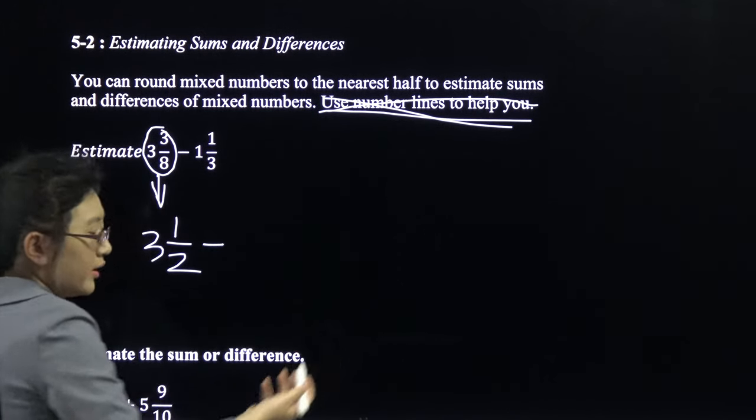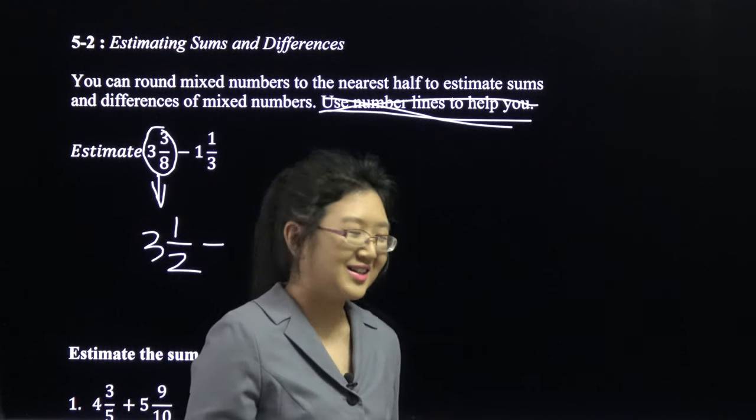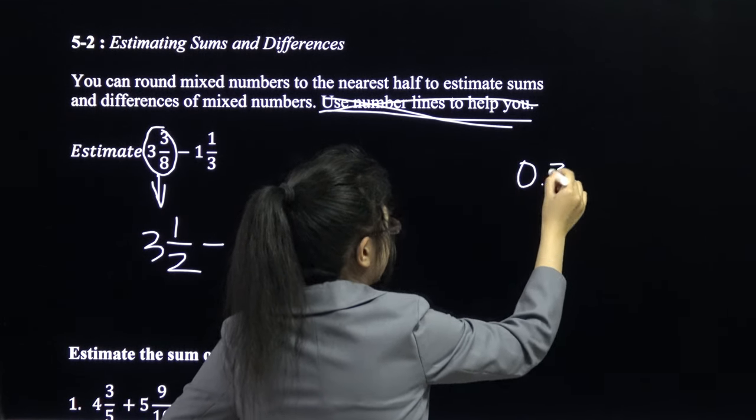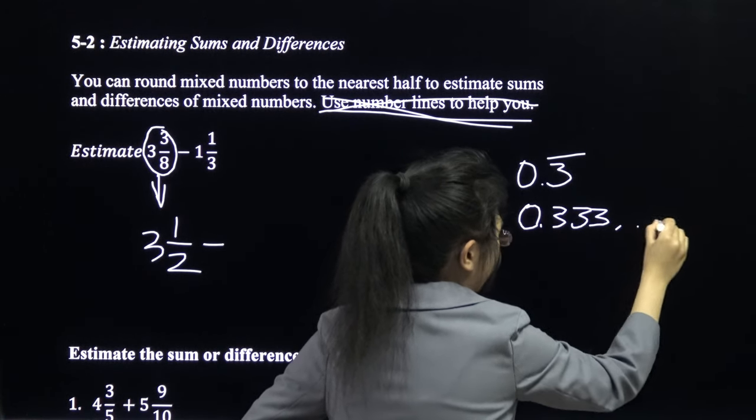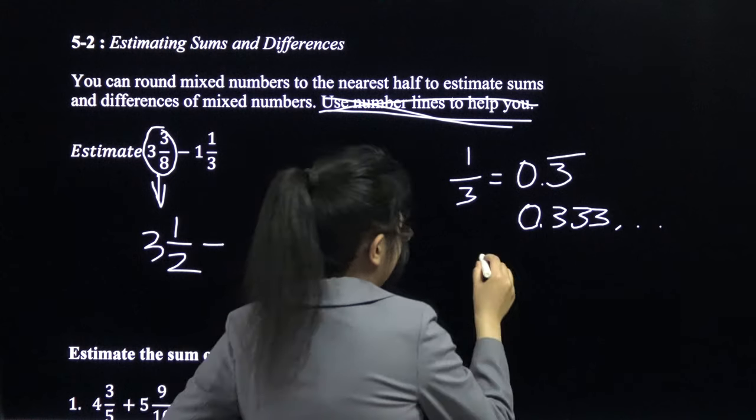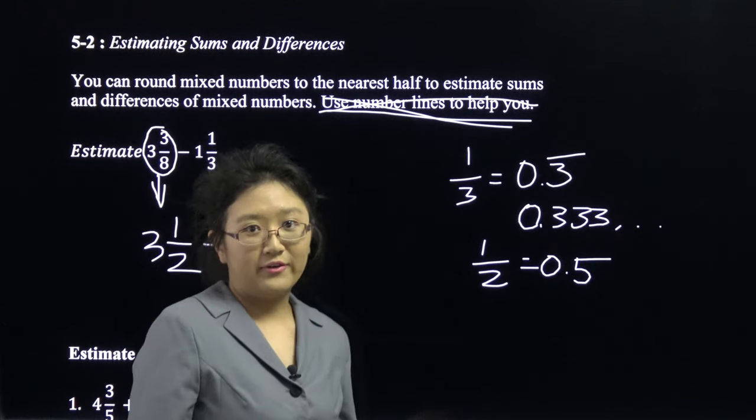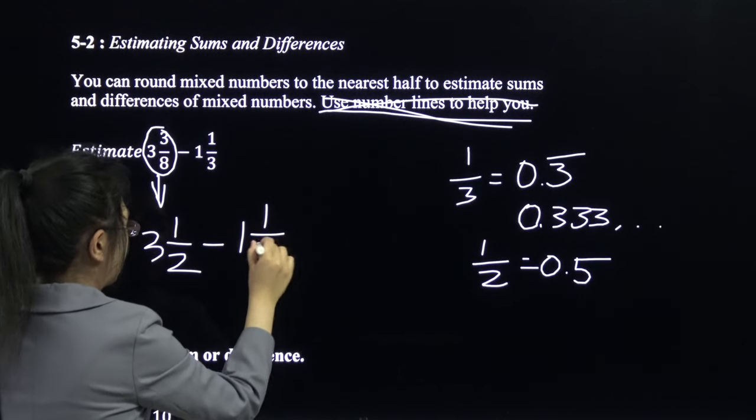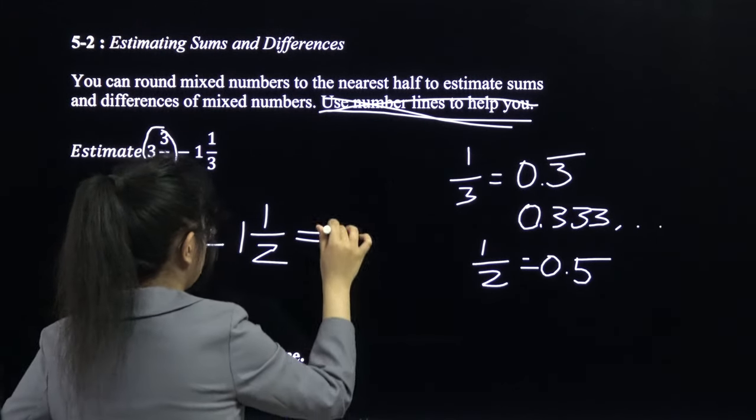because this is something that you end up remembering after a lot of work and equations. 0.3 repeated. This is a repeating sign, which means that it's just 0.333, and it keeps going on and on, and is equal to 1 over 3. And 1 over 2 is equal to 0.5. So technically, 1 over 3 is closer to half than it is to 0. So let's just round it to 1 1/2. And we subtract, and that's around 2.